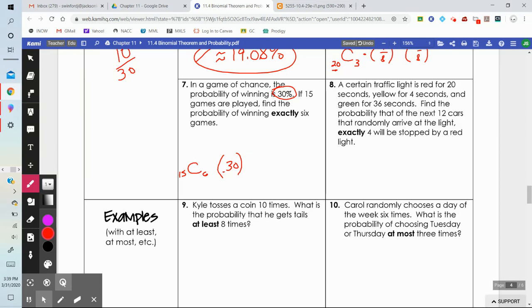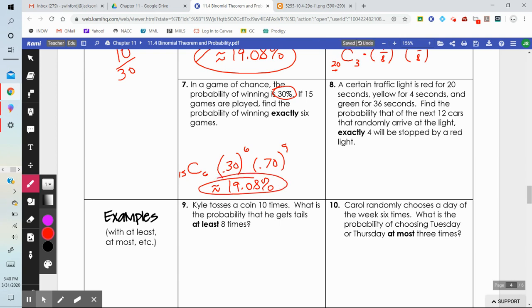And we're going to win 6 times, and we're going to lose, so 70% chance of that happening, 9 times. So I would say that that's going to be more likely than not. So a 30% chance of winning, 70% chance of losing. Type it into our calculators, and we get about a 19.08% chance of this happening.